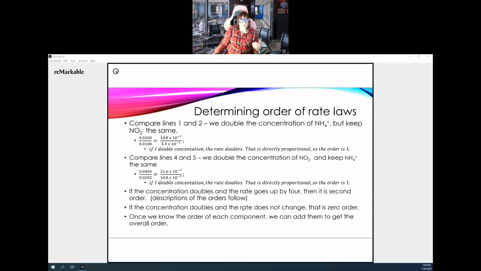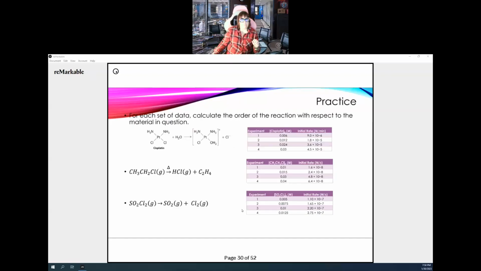Once we know the order of each component, we can add them to get the overall order. In this case, the order of the first one is 1, the order of the NH4 plus is 1, so the overall order is 2. Let's do some practice with that.